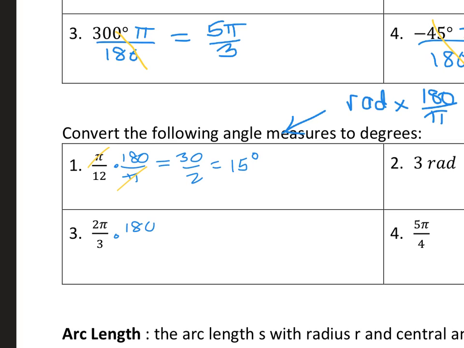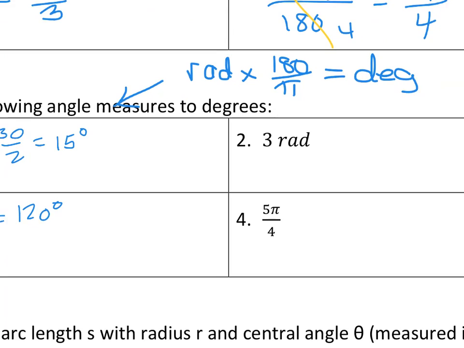So you're just going to follow the same procedure. Multiply radians by 180 over pi. Basically, this is the number 1. 180 degrees equals pi radians. And so what do we have left here? We've got 60 times 2 is 120 degrees. And we'll move over here now.